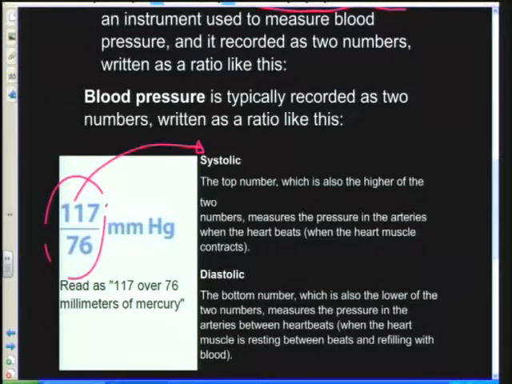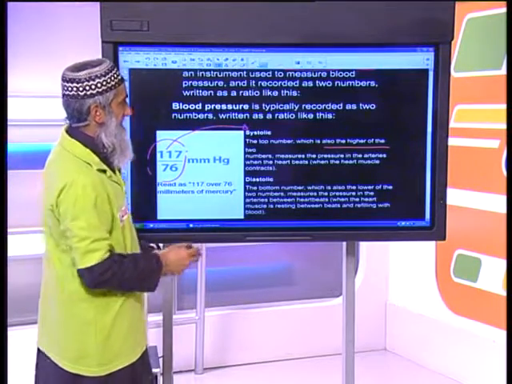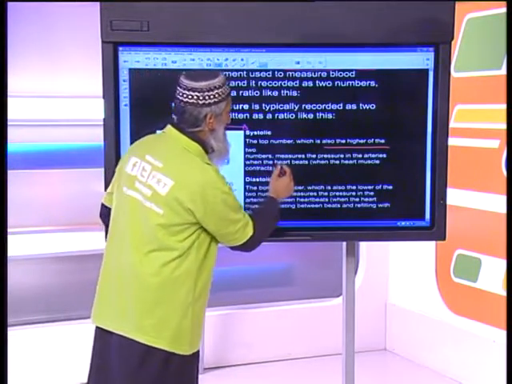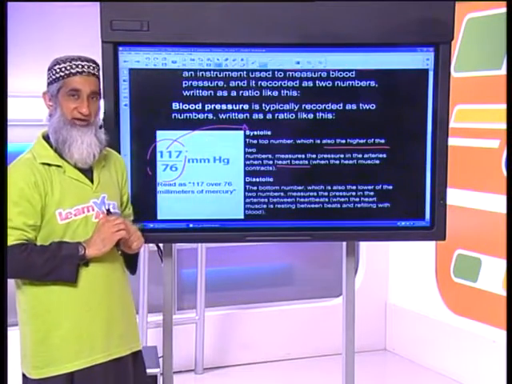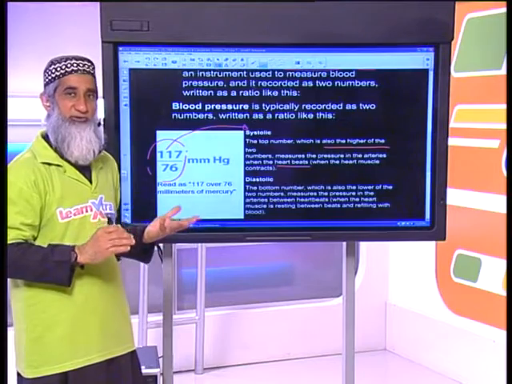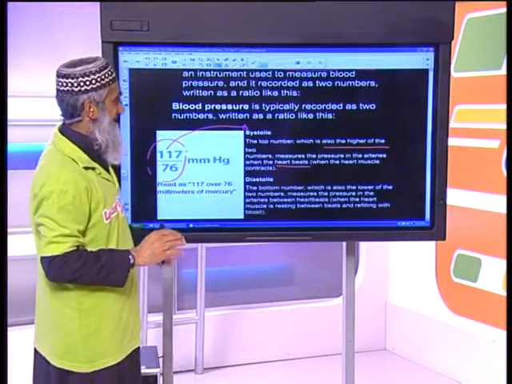It is usually the higher of the two. Systolic, contraction, so the pressure would be higher in that time. It measures the pressure in the arteries when the heart beats, when the heart muscle contracts during systole. The ventricles will be doing that. When the ventricles contract and push in the blood, you're getting that reading.